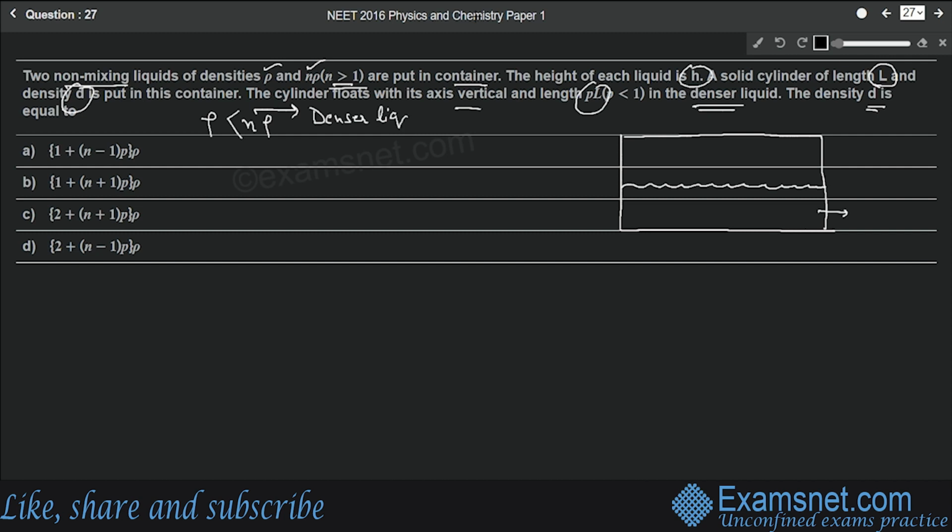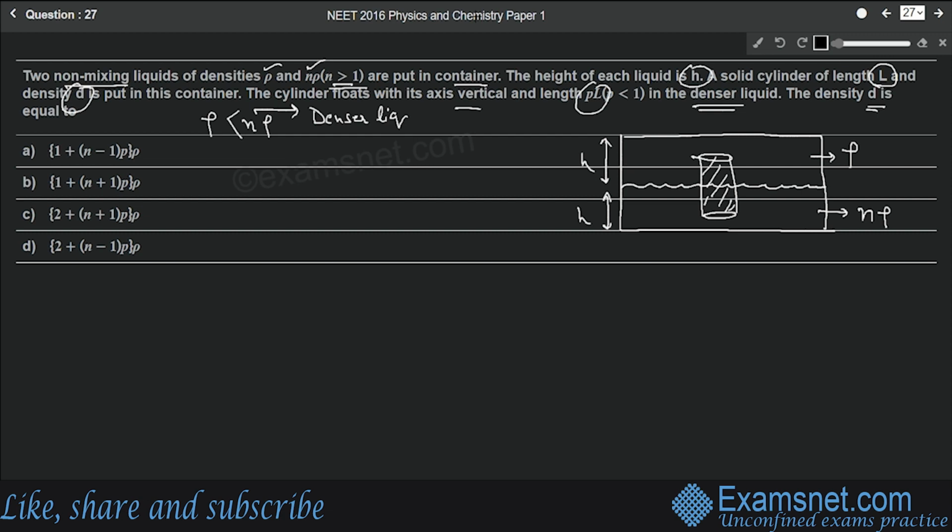We know that the denser liquid will be present on the bottom side of the container. So this side liquid will have the density n rho, whereas the lighter liquid on the top side will have the density rho. The height of each liquid is small h. Now a solid cylinder is put inside this container like this. As you can see, some part of the cylinder is in the denser liquid and some part of the cylinder is in the lighter liquid.